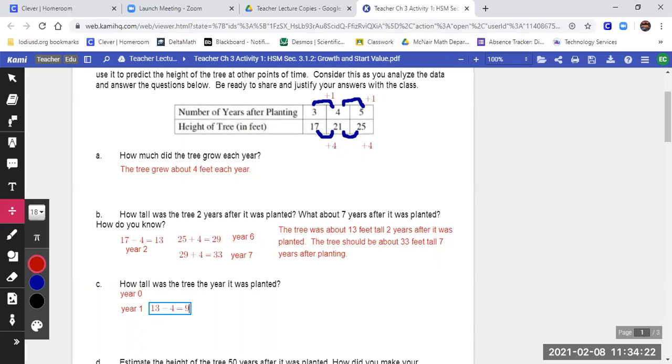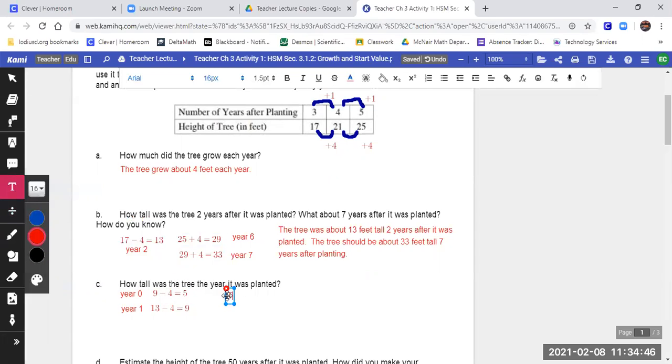So we're going to say that's 9 feet. And then I use that in a chain reaction to find year 0, right? Just like I found year 7 by chain reactioning with 6. We have to find year 0, the start, by chain reactioning with years 2 and 1. Okay. And then we do our sentence answer. The tree was about 5 feet tall when it was planted. Okay.